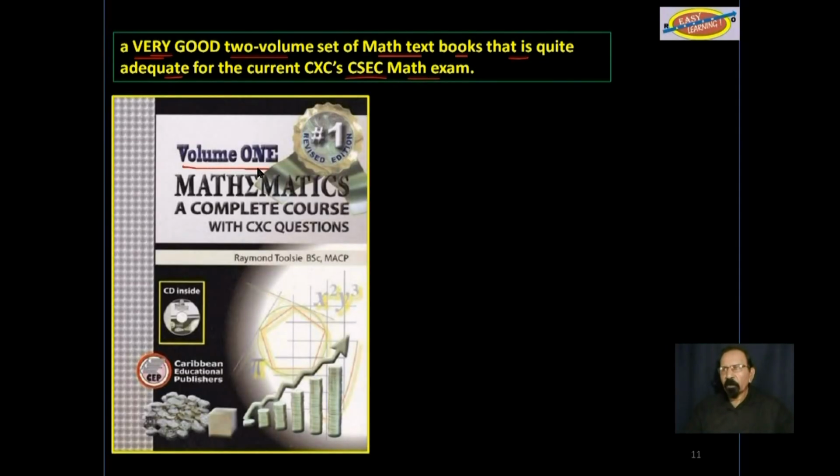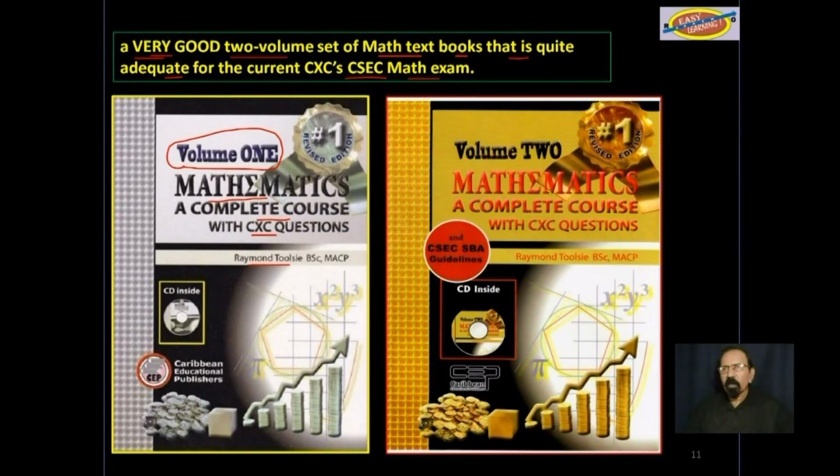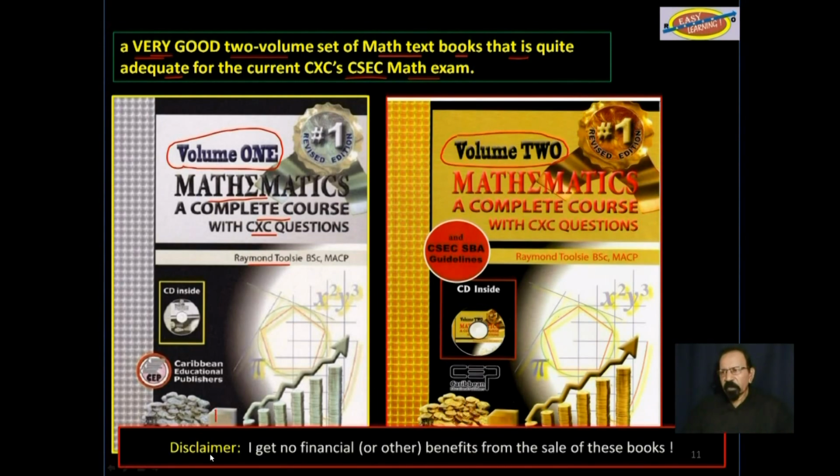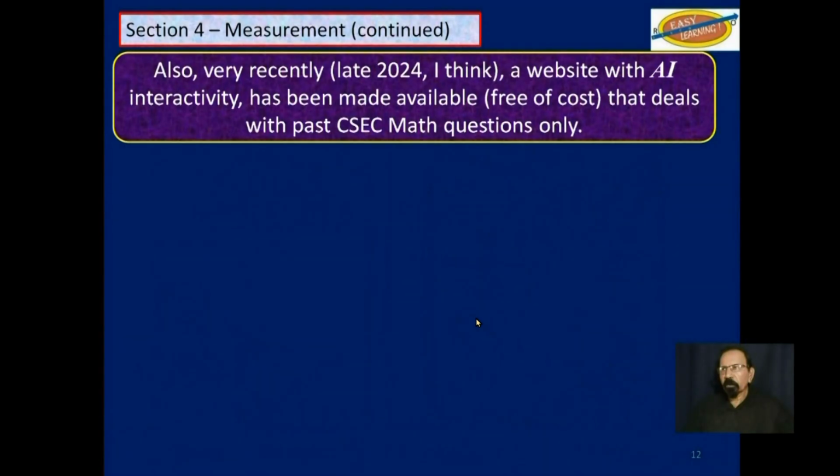This is a picture of volume 1, Mathematics, a Complete Course, with CXC questions by Raymond Tulsi. And this is a picture of volume 2. Please note this disclaimer down here. I get no financial or other benefits from the sale of these books.